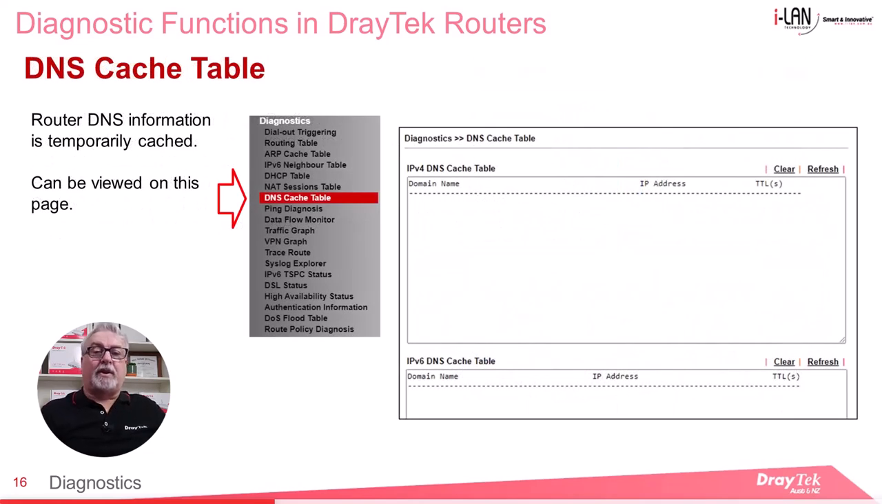Next in the diagnostics menu, we have the DNS cache table. DrayTek routers can function as DNS servers, which allows LAN clients to look up DNS information by sending DNS requests to the router. This DNS information is temporarily cached in the router and can be viewed here.